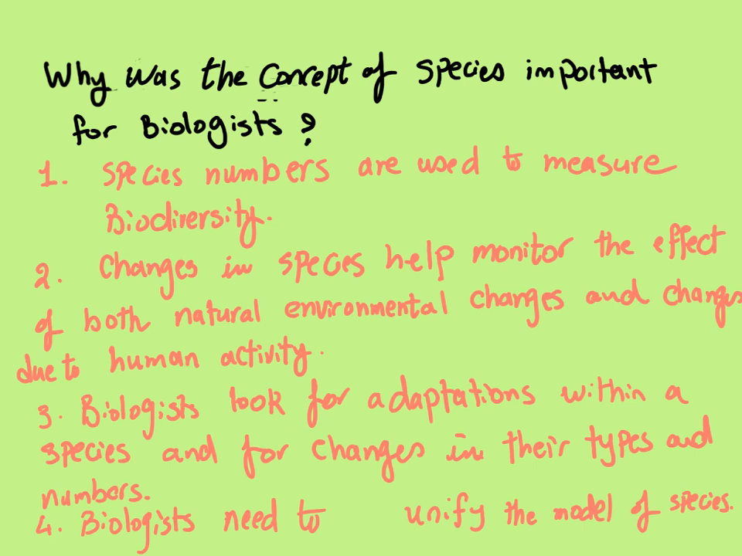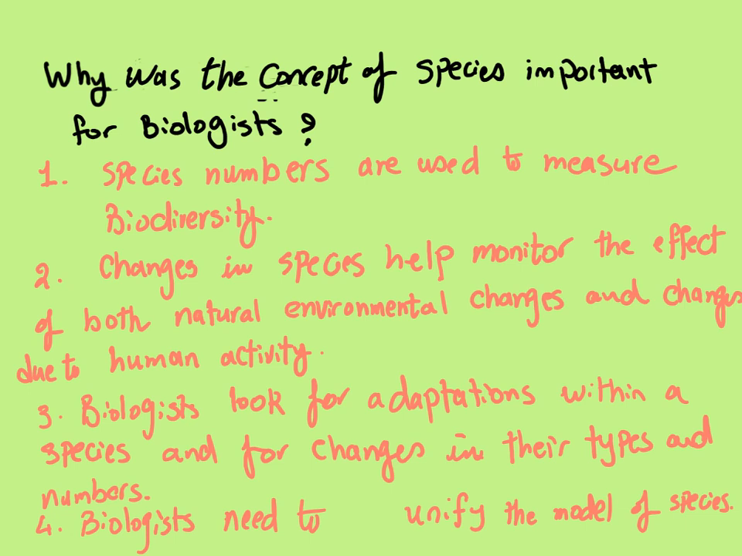The concept of a species is very important for biologists for many reasons. Number one, species numbers are used to measure biodiversity. We explained this part last lesson. If we know the number of species in an ecosystem or an environment, we will be able to measure the degree of biodiversity, which you'll learn about by the end of the lesson.